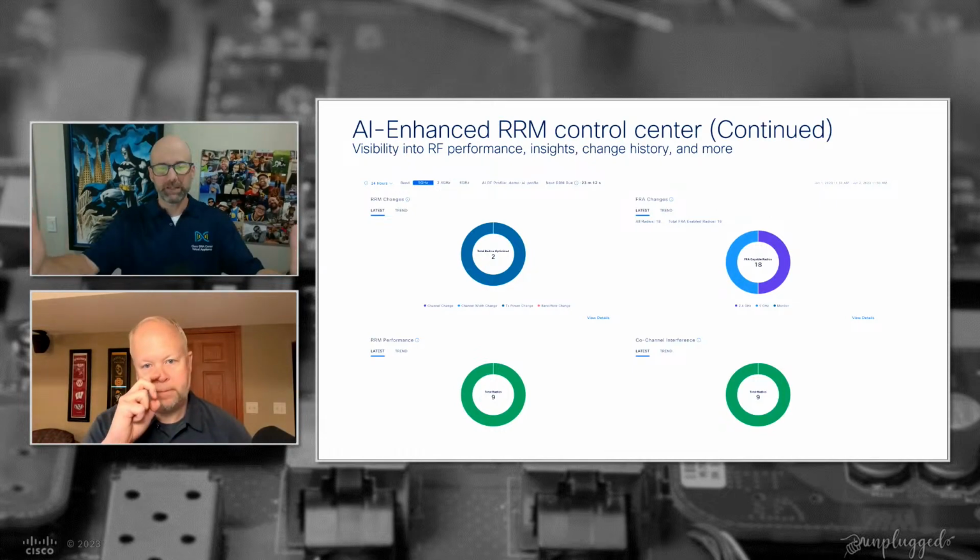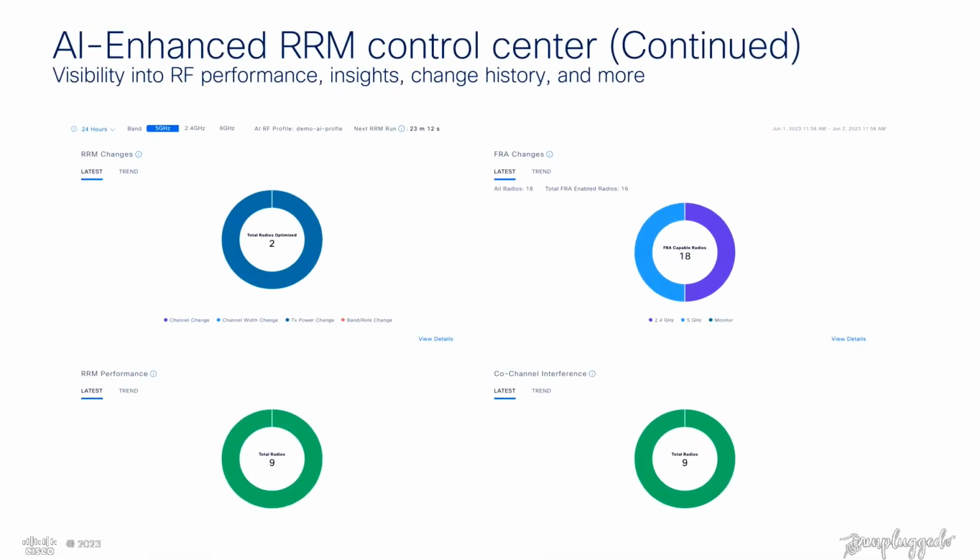So as we get back to that control center page, we get to the dashlet part. And the dashlet part gives us a nice graphical view of the RRM changes that were made, any FRA changes that were made, how my RRM has been performing overall, and how my co-channel interference has been going. It's telling you how many APs here and there, how many changes have been made. There's also the ability to drill in here at the view details.